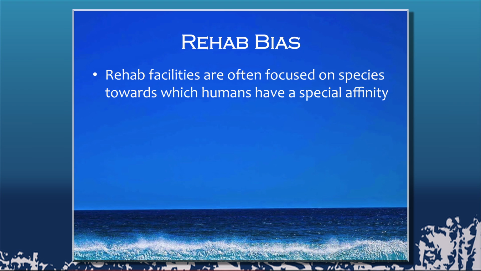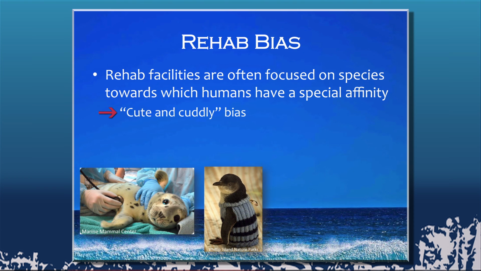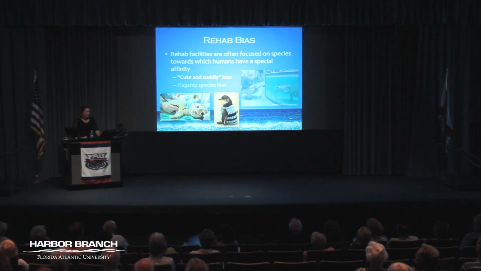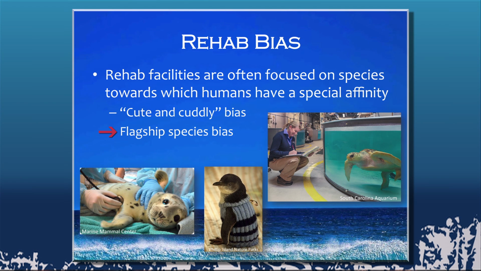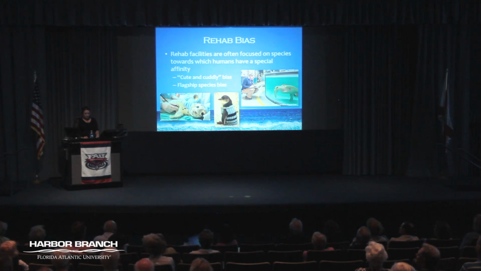There's also a rehab bias, and I just thought this was worth mentioning. We tend to focus on species that we have a special affinity towards. There's this cute and cuddly bias. We like adorable animals, and who doesn't? There's also a flagship species bias where we tend to gravitate towards charismatic megafauna and kind of ignore the less charismatic species like snakes and things like that that people may not relate to as easily.